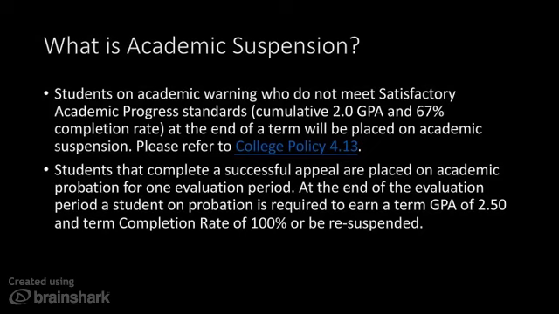Students that complete a successful appeal are then placed on academic probation for one evaluation period. At the end of this evaluation period, a student that is on probation will be required to earn a GPA of 2.50 and a term completion rate of 100%. If they do not, they will be resuspended.